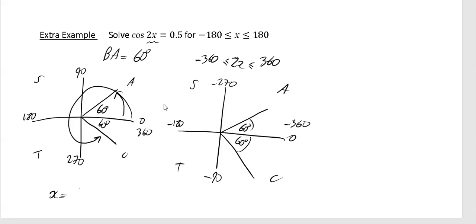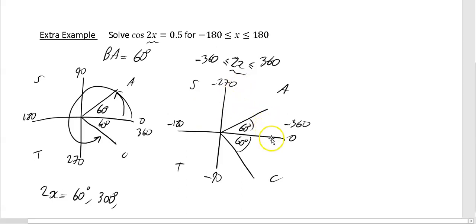So far I've got x is equal to 60 degrees. Sorry, I haven't got x. I've got 2x equals 60 degrees, and 2x equals 300 degrees. Over on this one, we're going back the other way. So it's going to be minus 60 degrees. So this angle is actually minus 60 degrees.